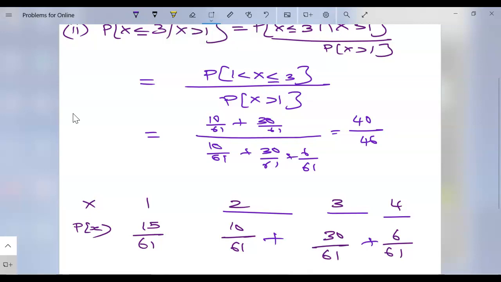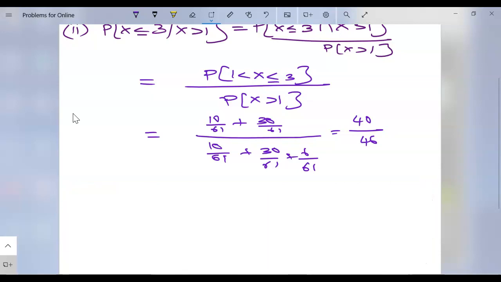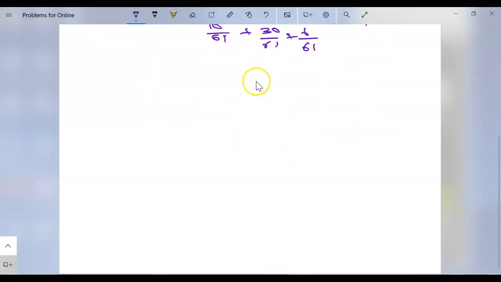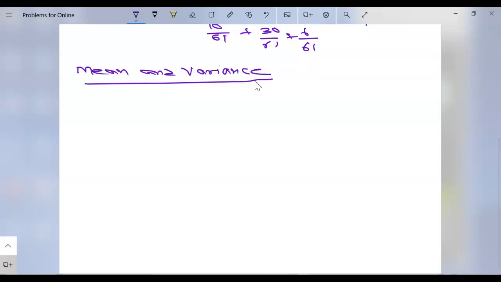The answer is that. So the conditional probability, try to understand it slowly. A small basic diagram is enough. You will have to find the intersection. Now we are left with the mean and the variance. My students should be well aware of this. So let me now do the mean and variance.